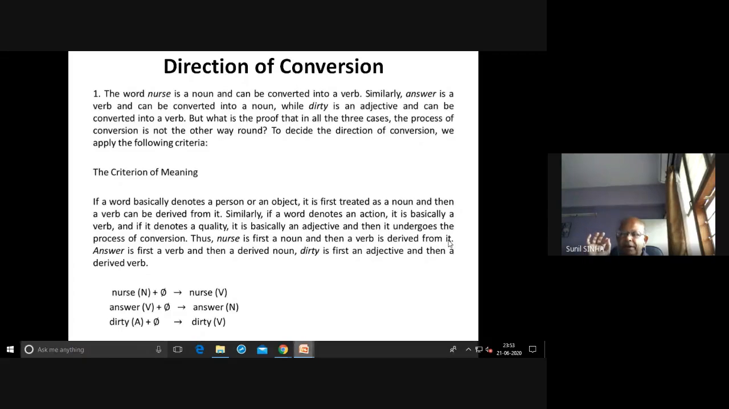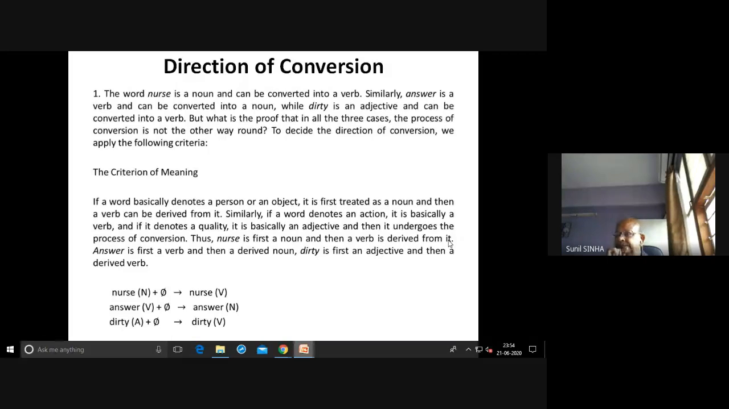And if nurse is a person, then it is a noun. What is a noun? Noun is the name of a place, person, or thing, right? So when I say nurse, the person who looks after a patient comes to your mind. So nurse is a noun because it refers to a person.